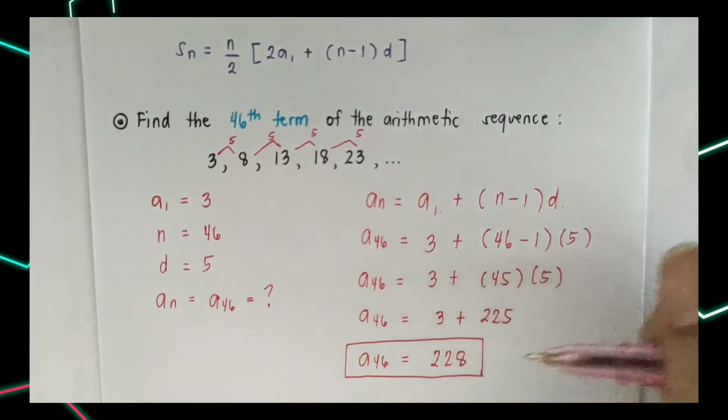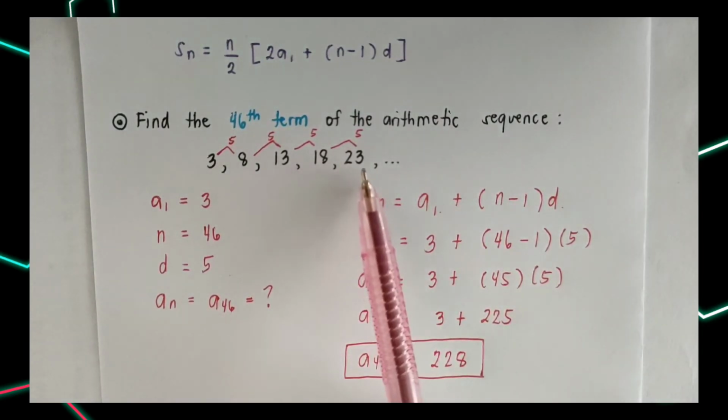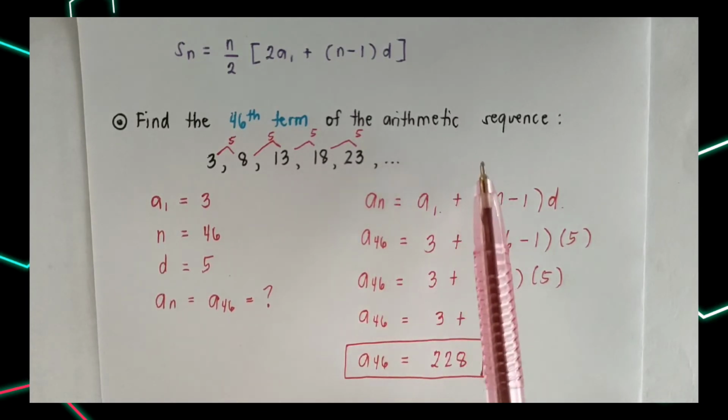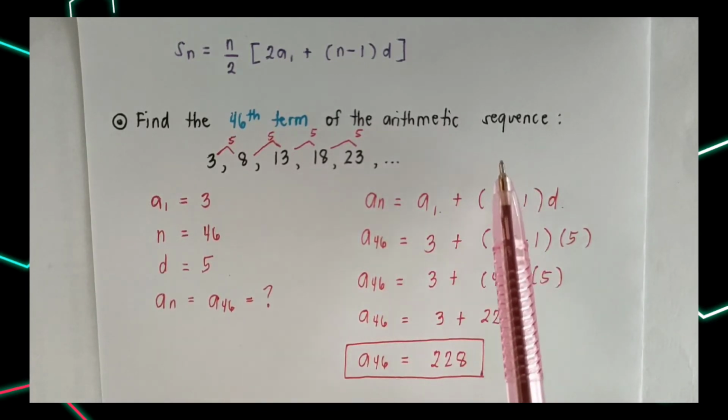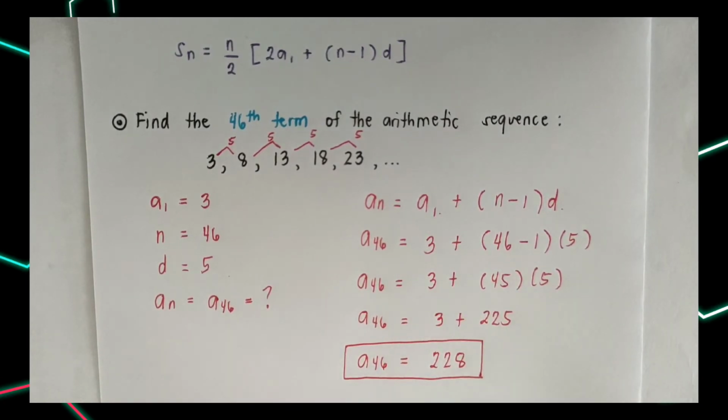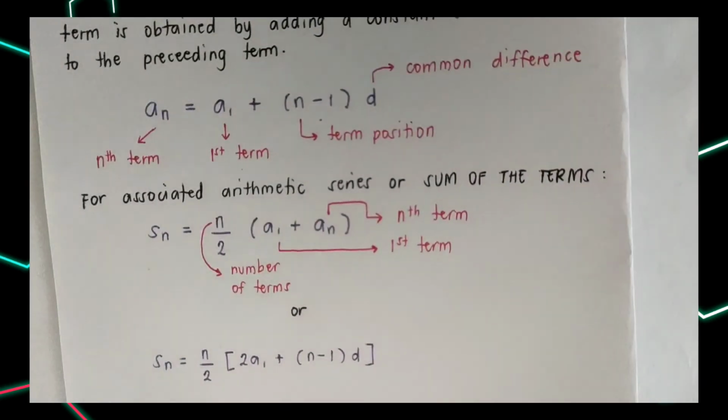If you want to solve it manually, after 23 you can add 5. So 23 plus 5 and then plus 5 up to the 46th term, you will still get the value of 228. But in order for us to compute easily, we will use this arithmetic sequence formula. Can you follow? Very good. Now let us proceed with our second problem.